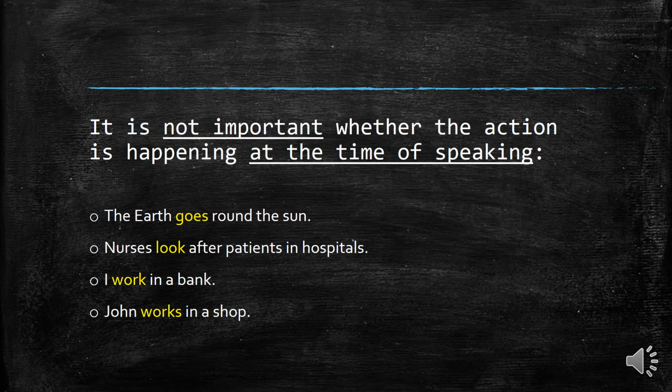It's important to remember that in the present simple, we are not talking about actions that are happening at the time of speaking. We usually talk about things like we discussed before. It's something that is general. The earth goes around the sun. Or nurses look after patients in hospitals.